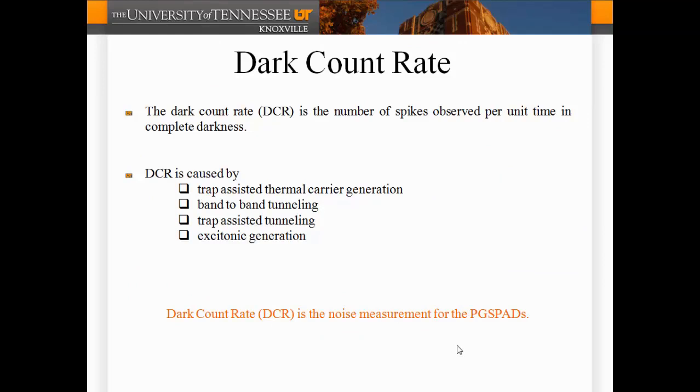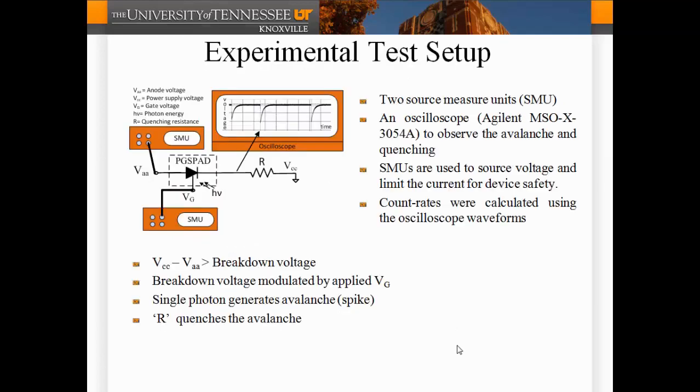Dark count rate is an indication of the noise measurement for these types of devices. For the experimental setup, we again use these two SMUs, two Keithley 2400 source meters. But we also put a quenching resistance externally, a 100K quenching resistance. And we observe the voltage at this point, which is indicative of the current spikes caused by the dark count or the thermal generation carriers.